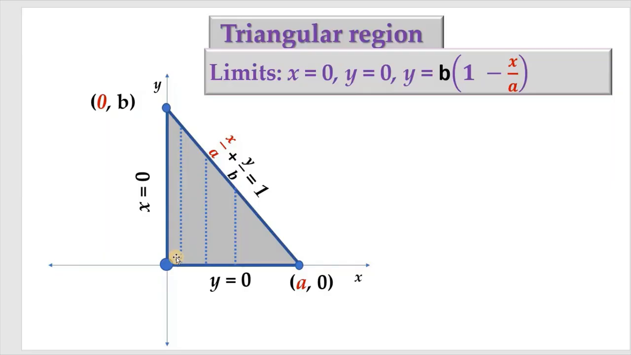So that means these points are given by this is 0 comma 0. So that is the origin, 0 comma 0. And this is a comma 0 on the x-axis, where x should vary and y should be 0. And on the y-axis, y should vary and x should remain 0. And this is the line x by a plus y by b equal to 1.